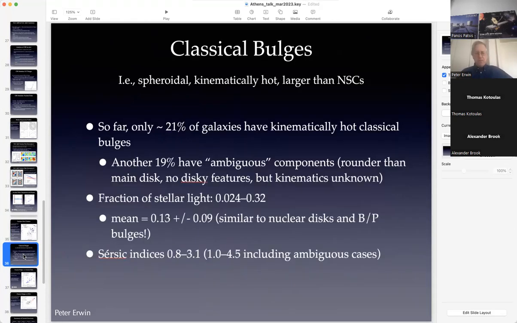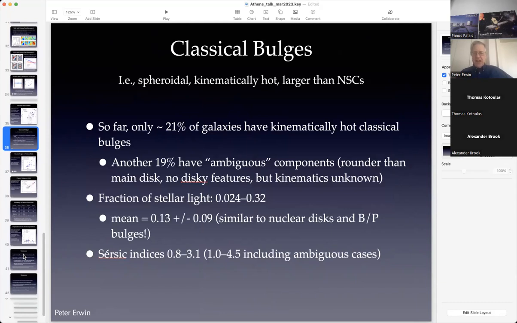Finally, let me talk about the classical bulges. These are things that are supposed to be spheroidal, kinematically hot. So far, only about 21% of the galaxies have what we would call probable classical bulges, kinematically hot systems. Now, there's another 19% of the galaxies that have ambiguous components, and I'll get into what those are. These are things which are around the main disk, and they don't have any obvious disk-like features like nuclear bars or nuclear rings, but we don't really know the kinematics very well.